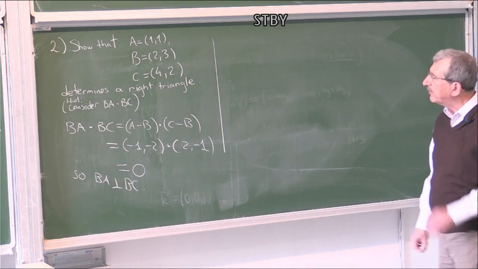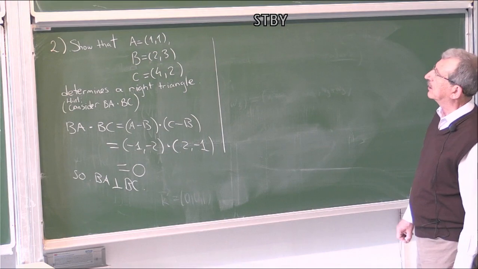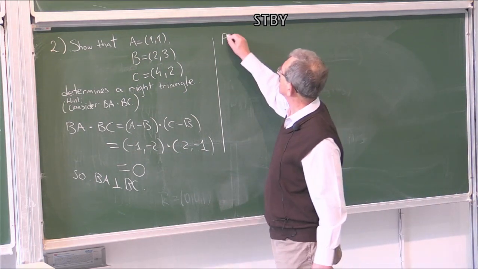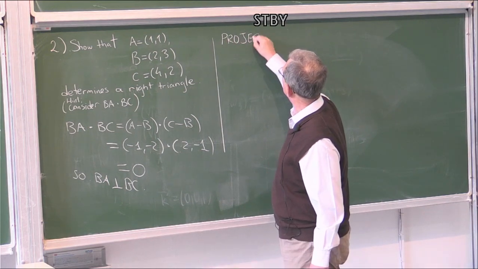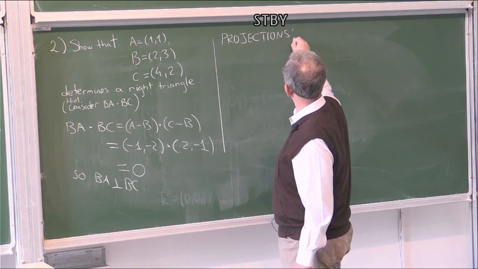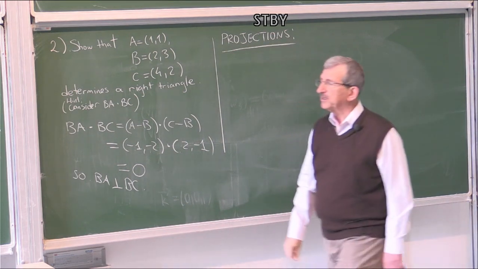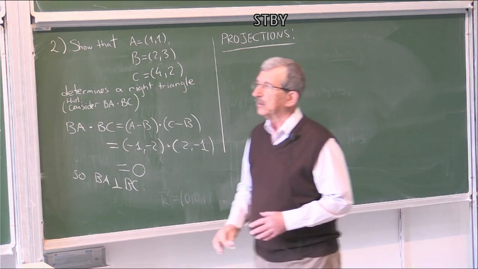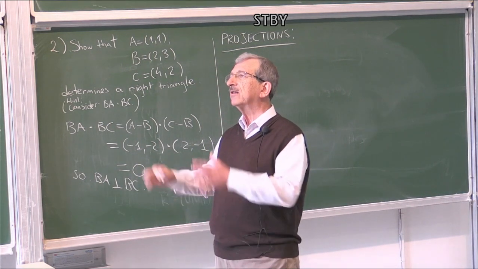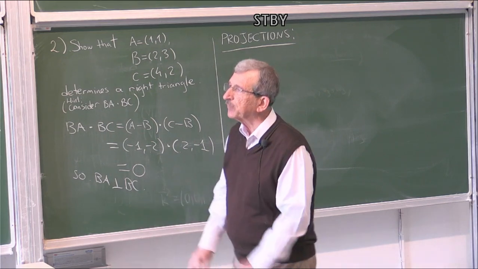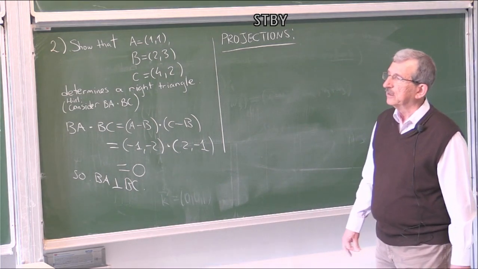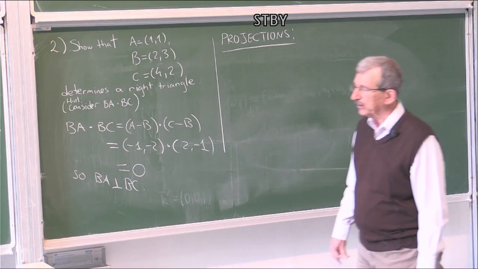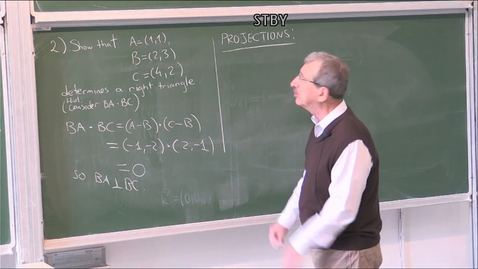Now, another very important consequence of the dot product is in projections. In space or in the plane, a projection is a vector parallel to a given vector, whose end is perpendicular to the given vector, in short.